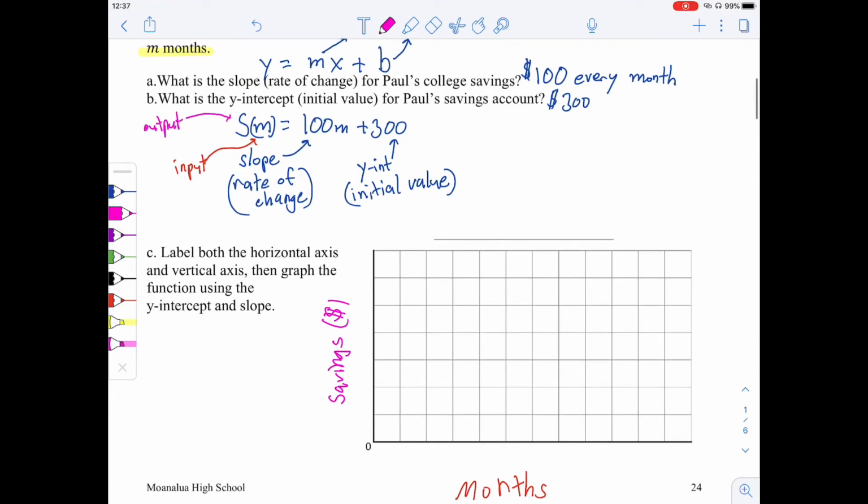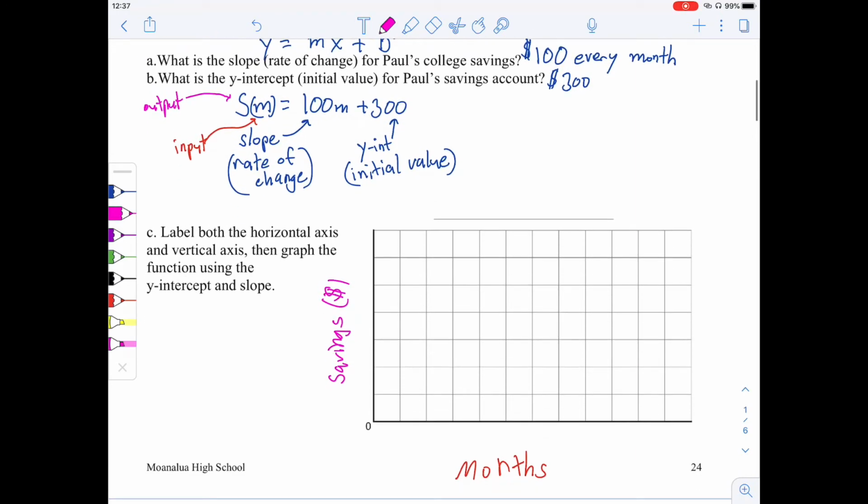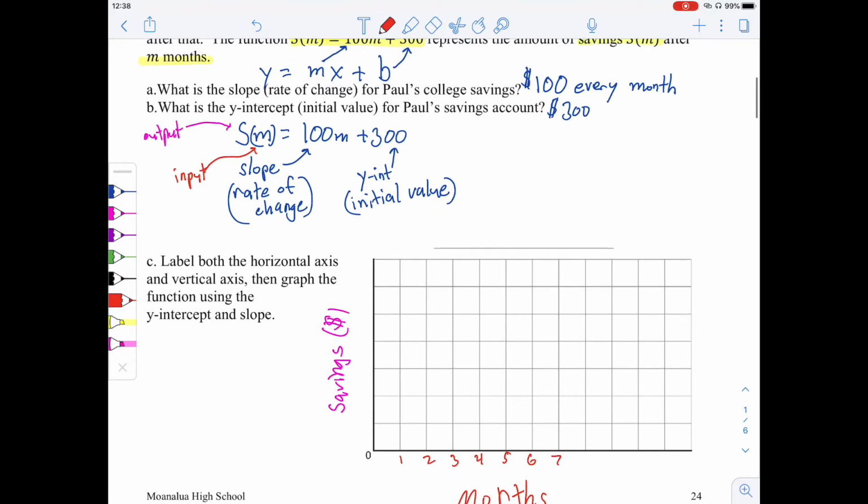So our months, let's go by one. 1, 2, 3, 4, 5, 6, 7. And we got savings. So we have an initial value. We know it starts at 300. So let's go by hundreds. 100, 200, 300, 400, 500, 600, 700, as far as we can go.